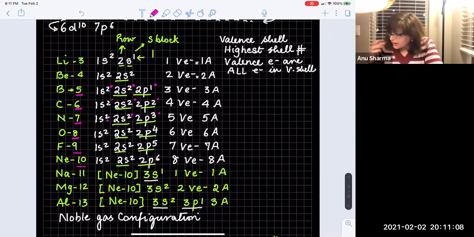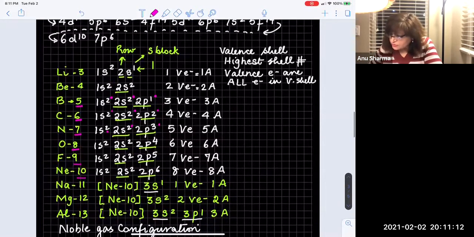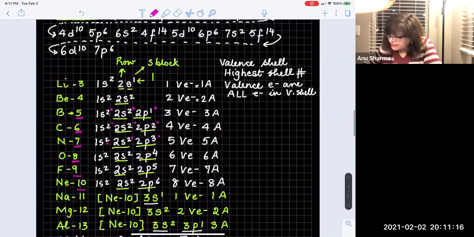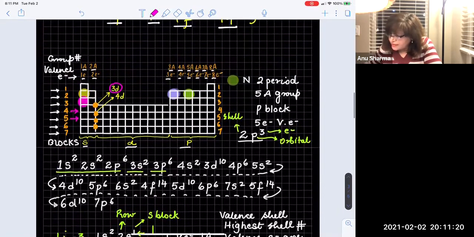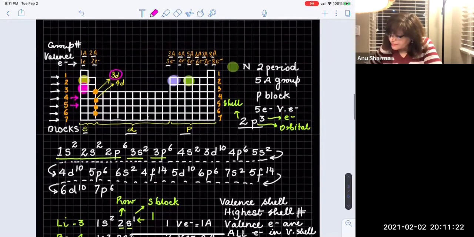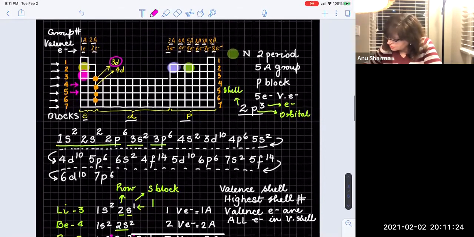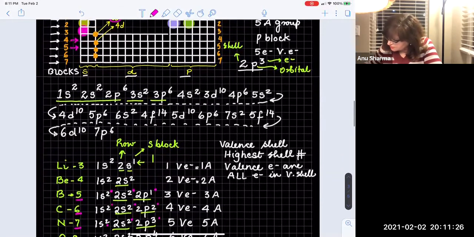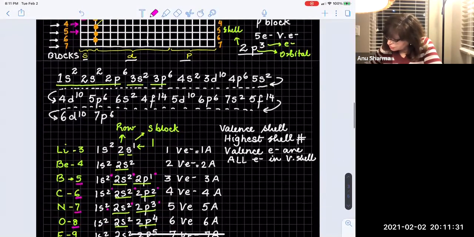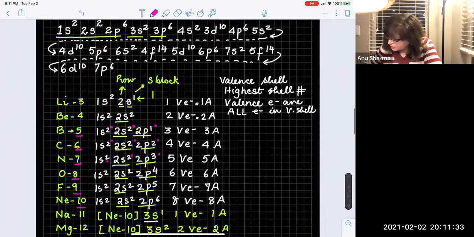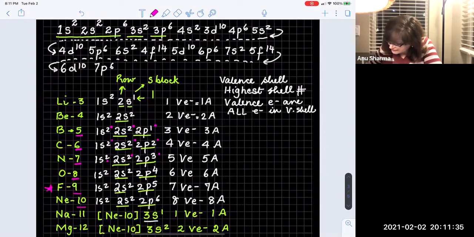And now here's something you have to pay attention to. There's something else I'm going to show you. Let us change it. Boron, carbon, nitrogen. Let's do fluorine. Fluorine is 9.